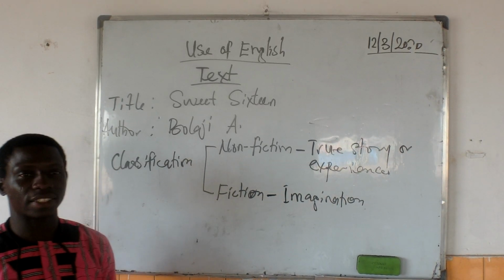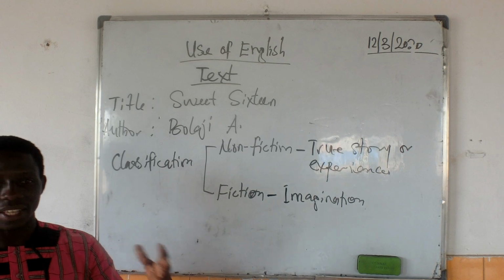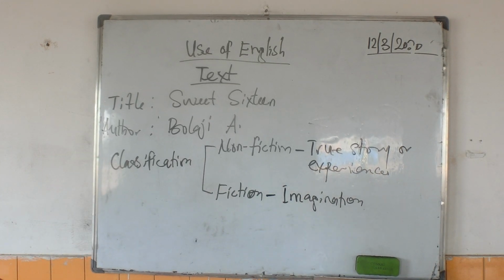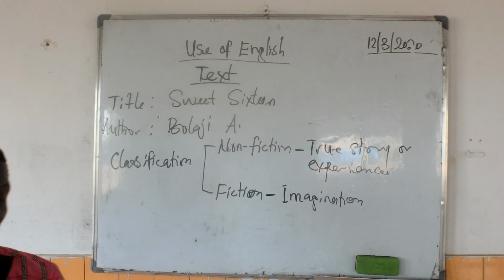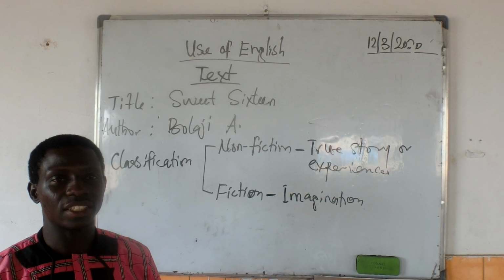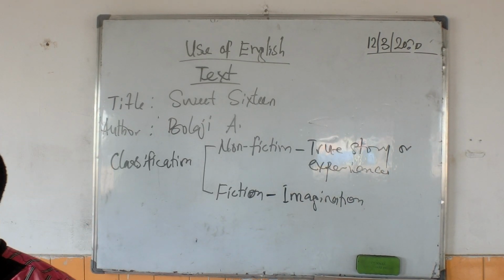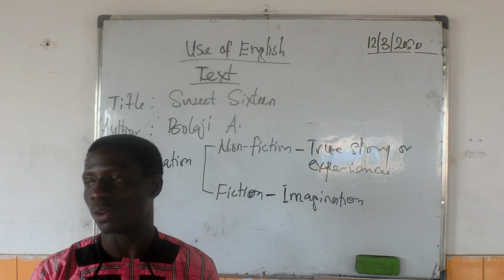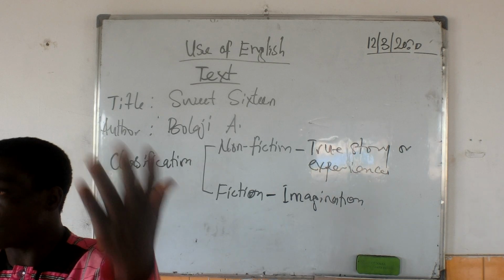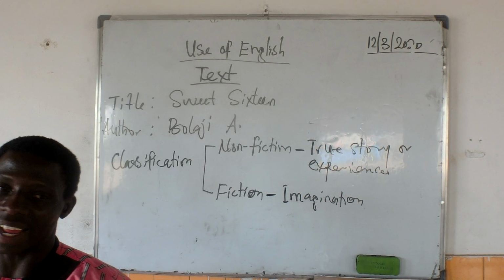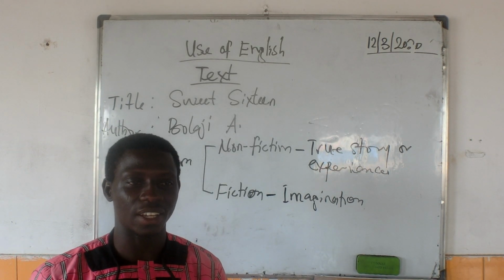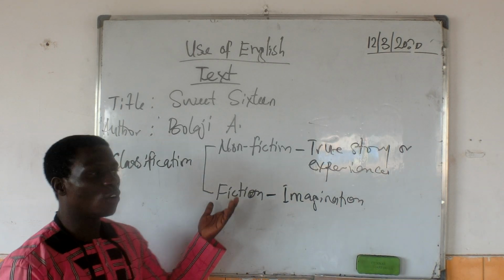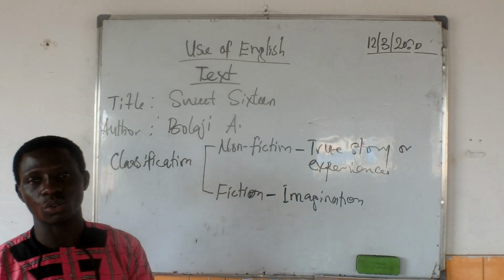So what we are saying here is that there are texts or artistic works of art that are not true. That is a situation where the writer sits down in the corner of his office or his room, thinks of a story, or an idea strikes the mind of the writer, and then he or she begins to write. So that's what we call fiction. That's the first thing I want us to know.